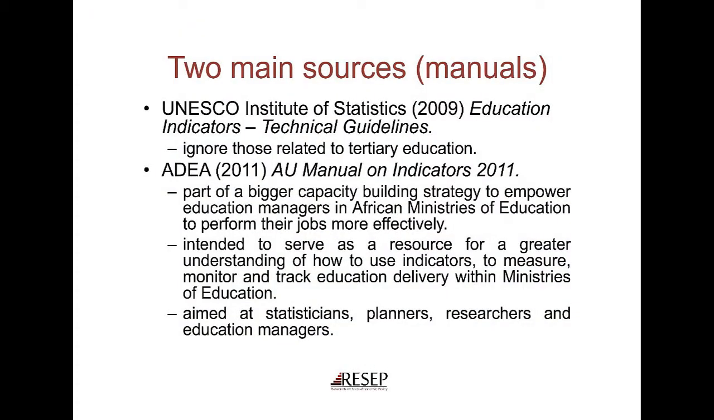So just some background on the AU manual indicators. Why did they create this manual? It was part of a bigger capacity building objective for Ministries of Education across Africa. So there was a need identified that we needed to measure indicators more, and there needed to be some sort of consistency across countries. So that was one of the arguments behind it.